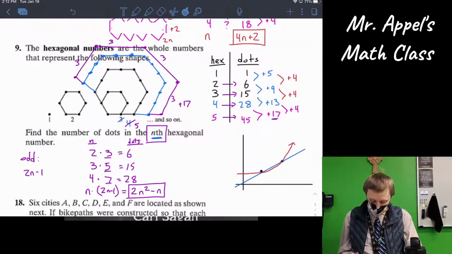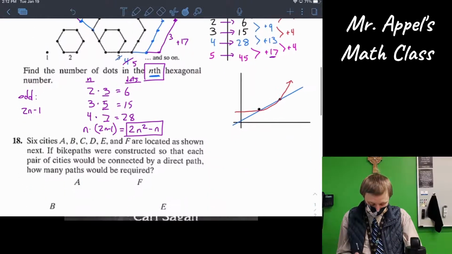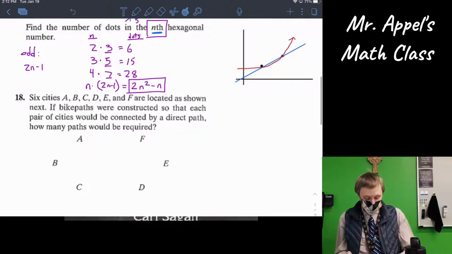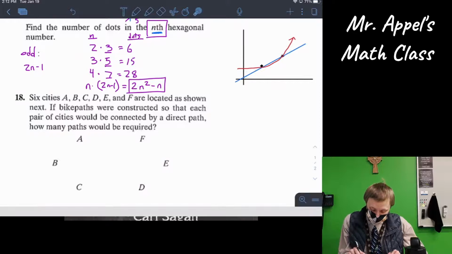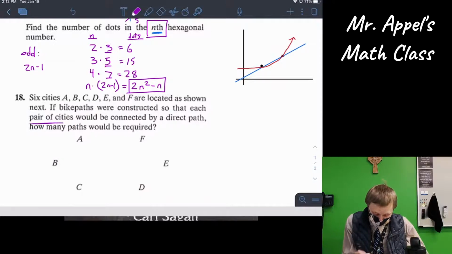Okay, one more here. 6 cities, A, B, C, D, E, and F, are located as shown next. Right down here. Hey, look, it's a hexagon again. If bike paths were constructed so that each pair of cities, that sounds important, pair of cities, be connected by a direct path, how many paths will be required? How many paths for 6 cities?